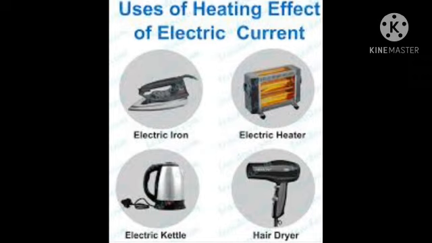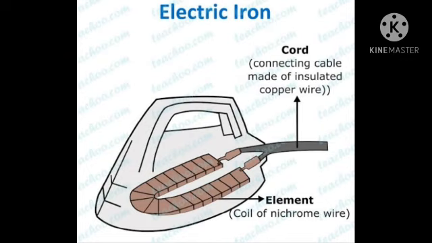There are many appliances which show the heating effect of electric current, such as the electric iron, electric heater, electric kettle, hair dryer, and many more. These appliances contain a tightly bound coil called an element, and elements heat up when an electric current passes through them. In many electric appliances, where the element is not covered, it can be identified by its dull red glow when the appliance is on.